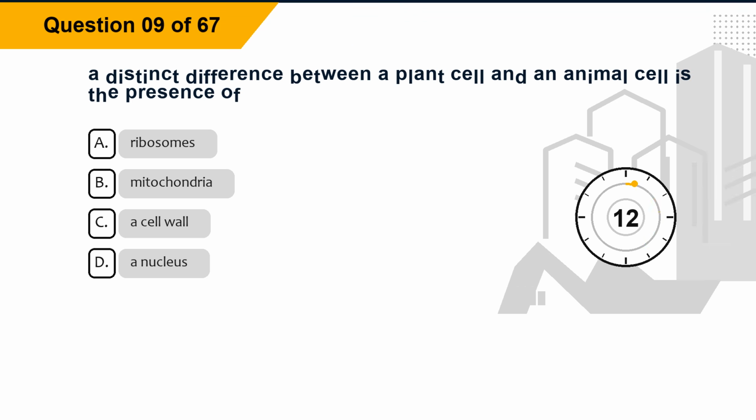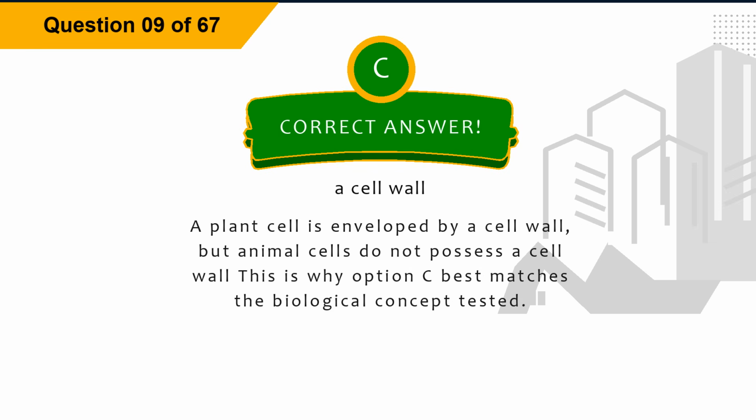Question 9. A distinct difference between a plant cell and an animal cell is the presence of Option A, ribosomes. Option B, mitochondria. Option C, a cell wall. Option D, a nucleus. The correct answer is option C, a cell wall. Explanation. A plant cell is enveloped by a cell wall, but animal cells do not possess a cell wall. This is why option C best matches the biological concept tested.